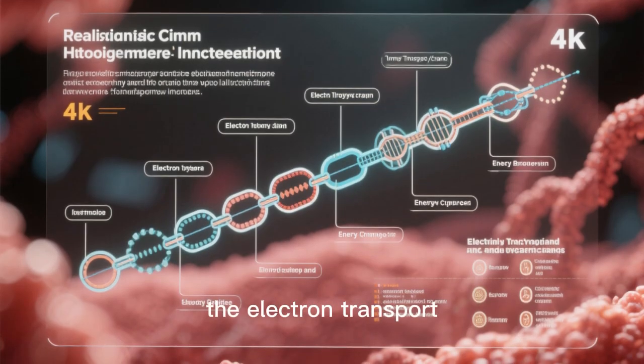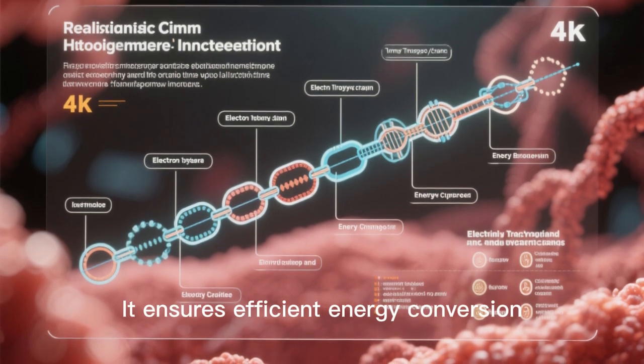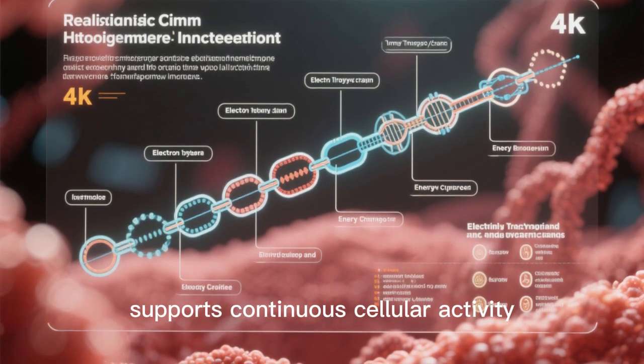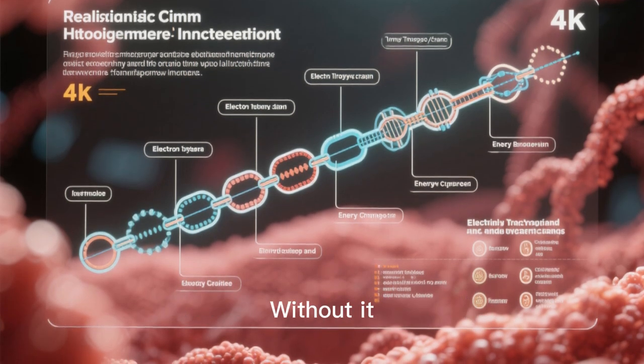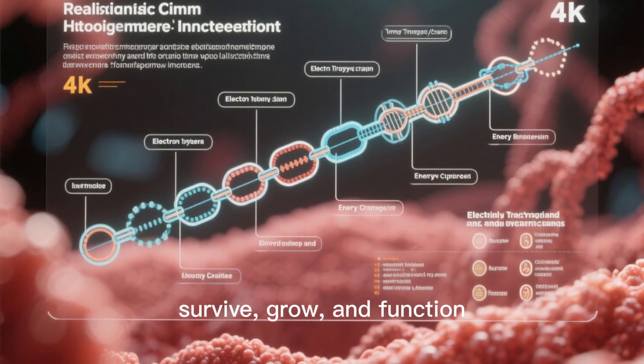In summary, the electron transport chain is the backbone of aerobic respiration. It ensures efficient energy conversion, supports continuous cellular activity, and makes complex life possible. Without it, organisms would not have the energy needed to survive, grow, and function.